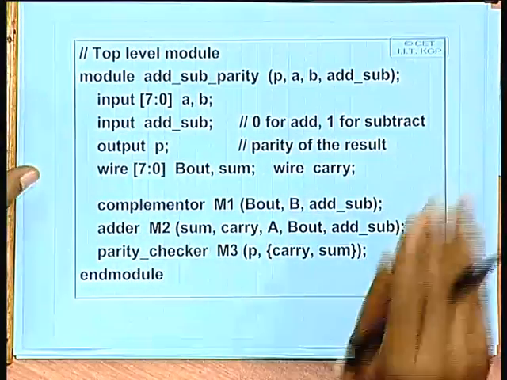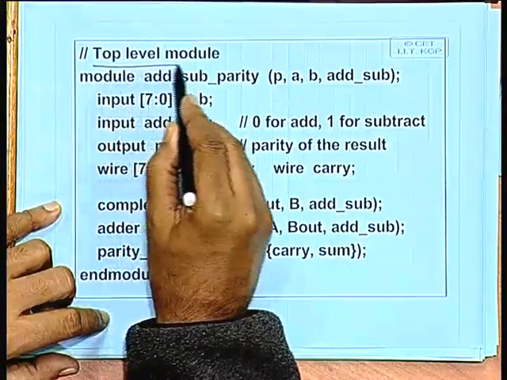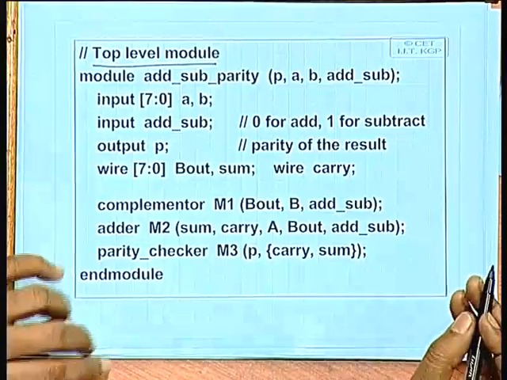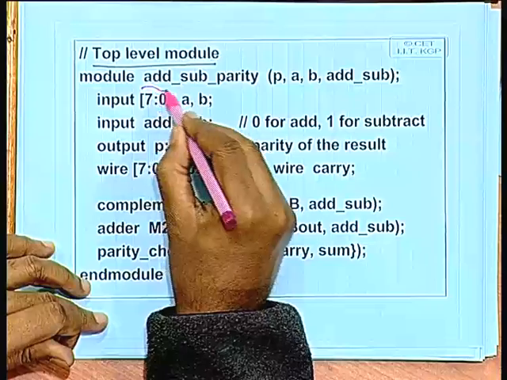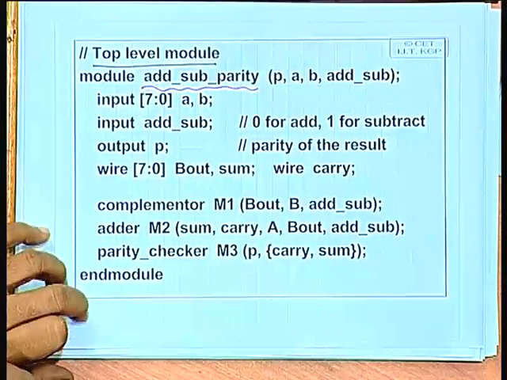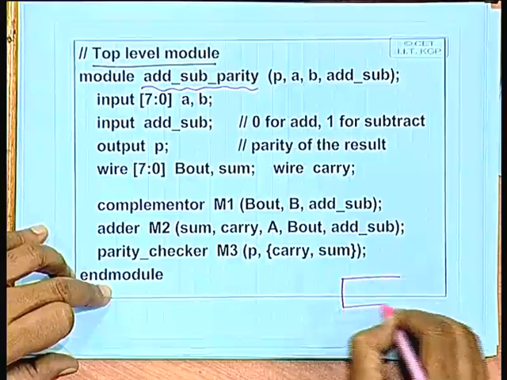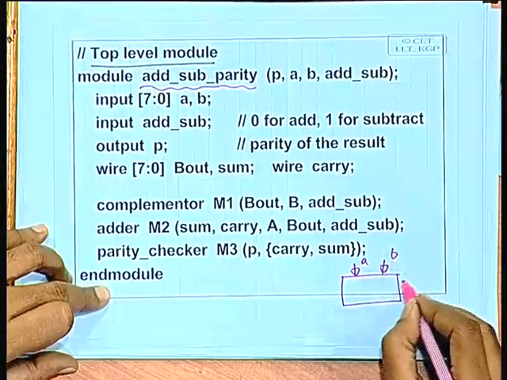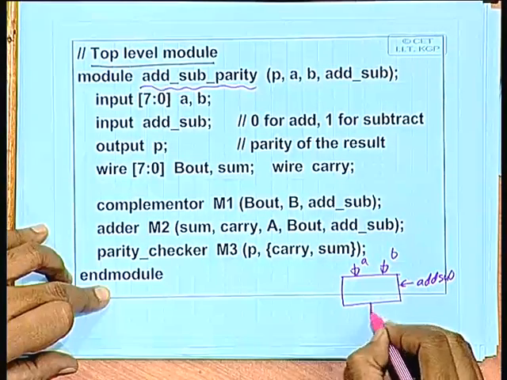This is the example top level module for the circuit we are discussing presently. The name of the module you are giving is add sub parity. This is the name of the top level module, and at the highest level this module takes 3 inputs A, B, then add sub, and it generates an output P.